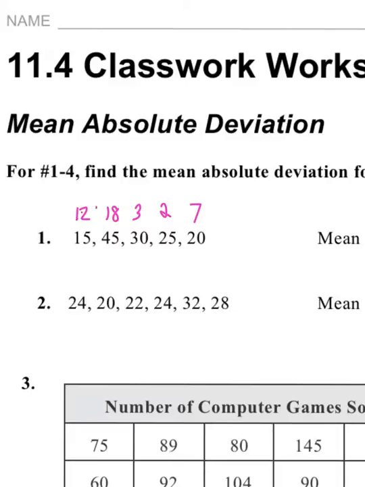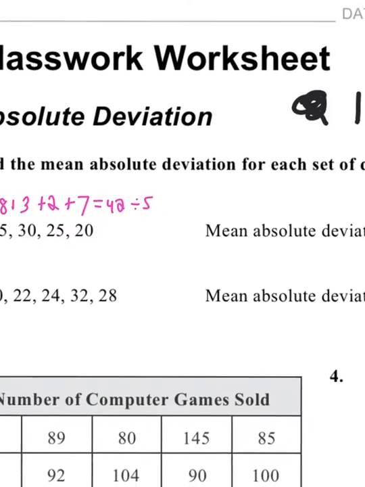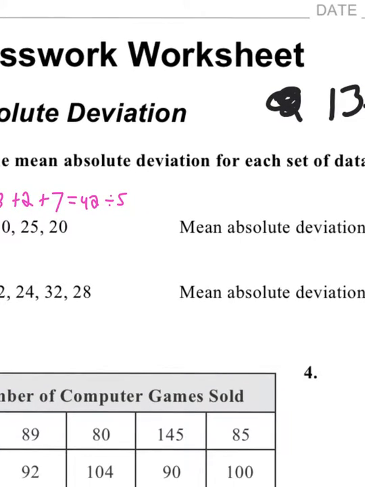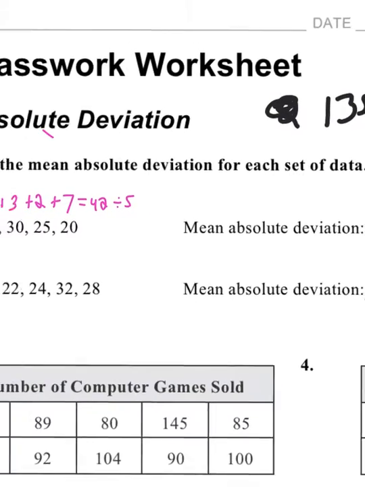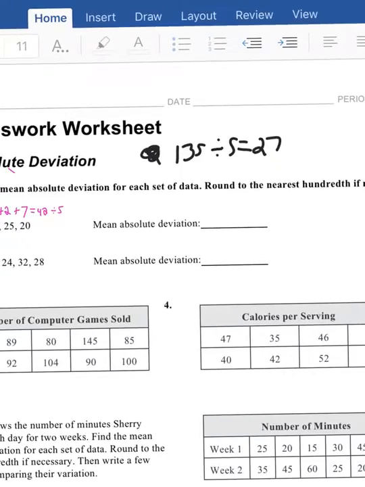So add up all those numbers. They add up to 42. Don't forget to divide that by 5. And if you do 42 divided by 5, you get the mean absolute deviation of 8.4. If you had that, give yourself a C.